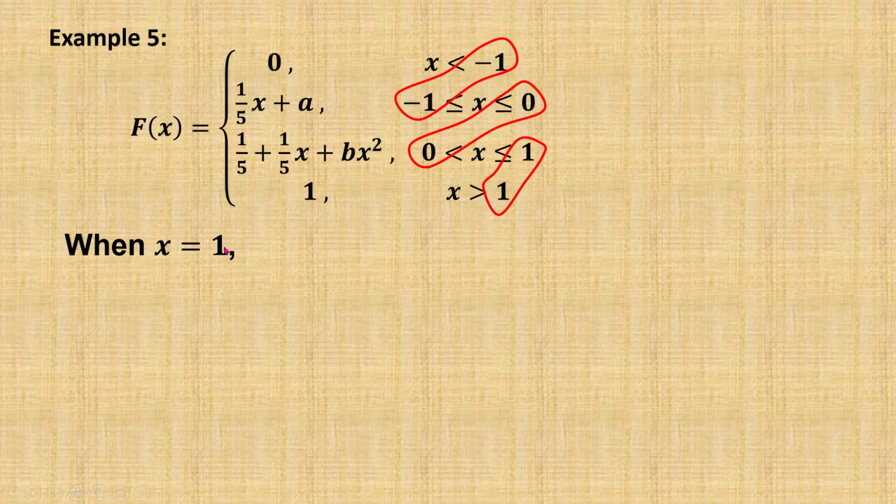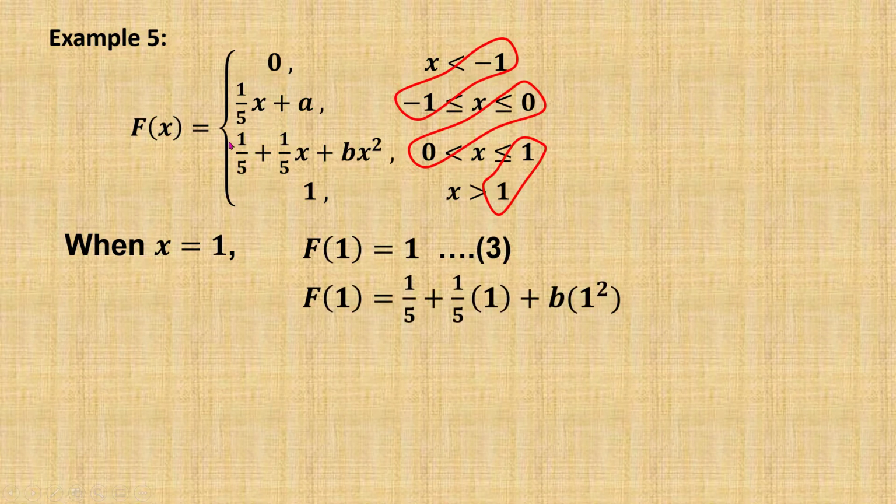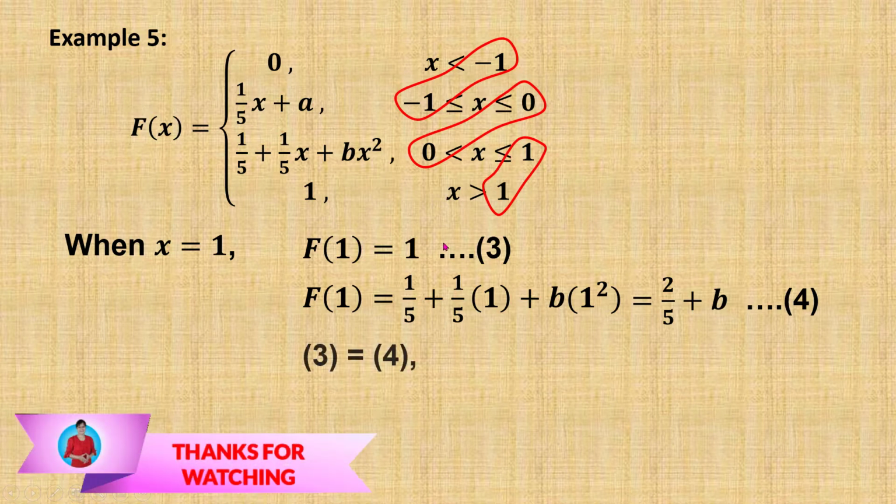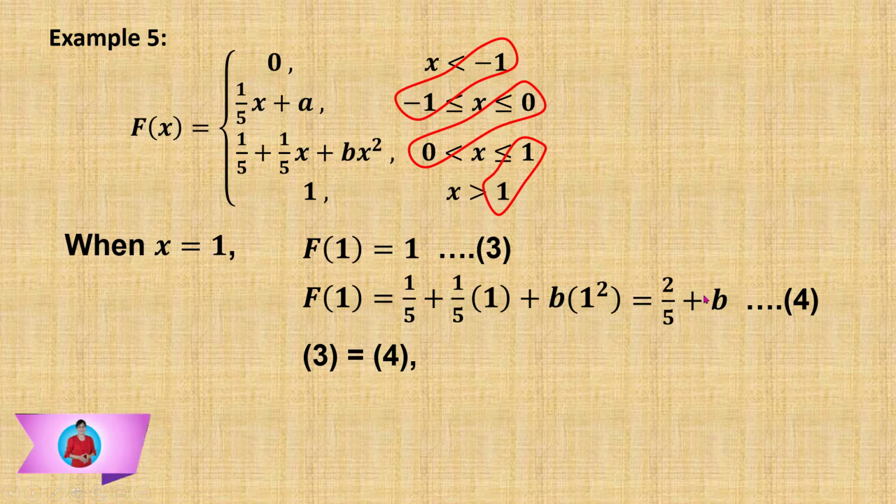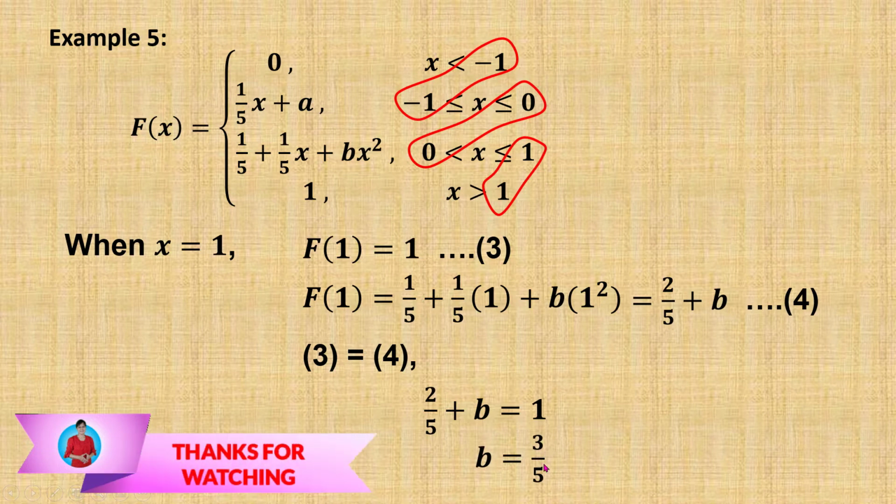When x is equal to 1, since the function is continuous at x equals 1, the function f of x is equal to 1, and the value is the same as this function when x is equal to 1. So when we simplify, it is equal to 2 over 5 plus b. And because the function is continuous at this point, this value and this value are the same. So when we simplify, b is equal to 3 over 5.